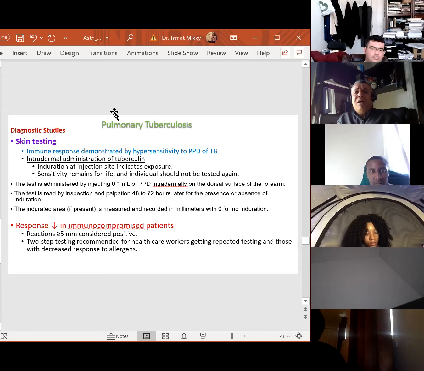So these rooms are necessary for patients with TB. We need two things for the patient: first, airborne precautions, N95 mask. Second, we need the patient to be in a room equipped with negative pressure.